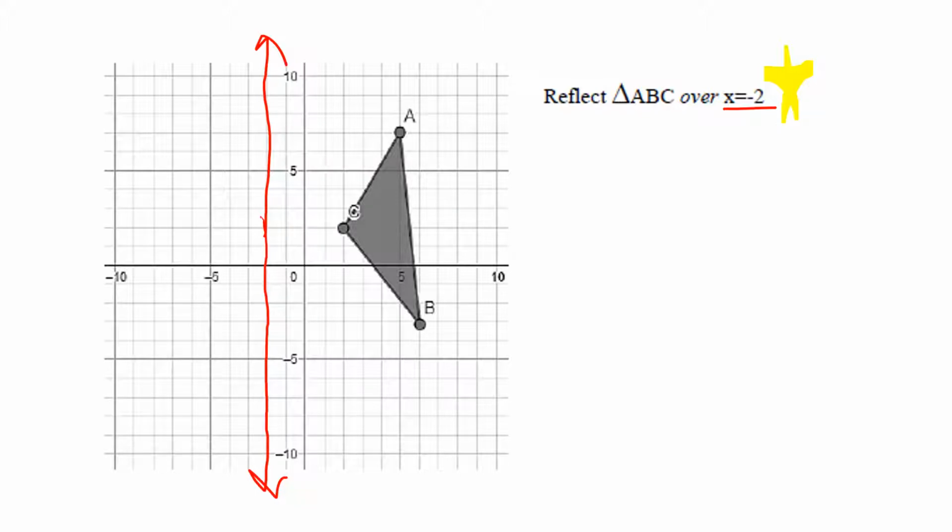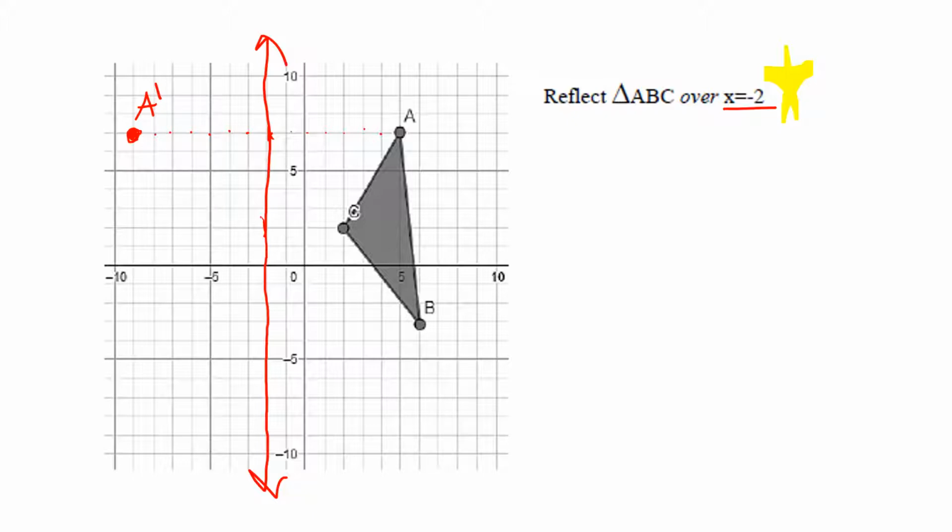So let's count how many boxes A is from the reflection line, and then we're going to have to count that many in the opposite direction. So A is 1, 2, 3, 4, 5, 6, 7 boxes away. So let's count 7 in the other direction. 1, 2, 3, 4, 5, 6, 7. So that's where A prime is for our image.